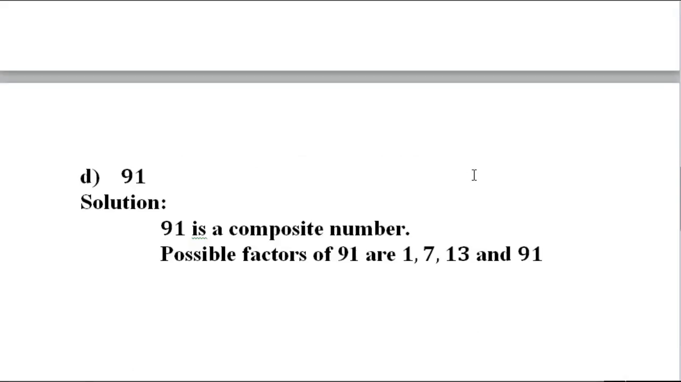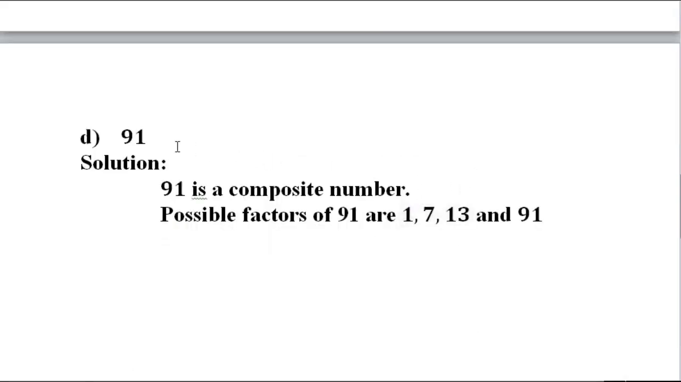In the fourth part of the question, we have 91, which is a composite number. The factors of 91 are 1, 7, 13 and 91. So 91 has more than two factors and is therefore a composite number. The possible factors of 91 are 1, 7, 13 and 91.